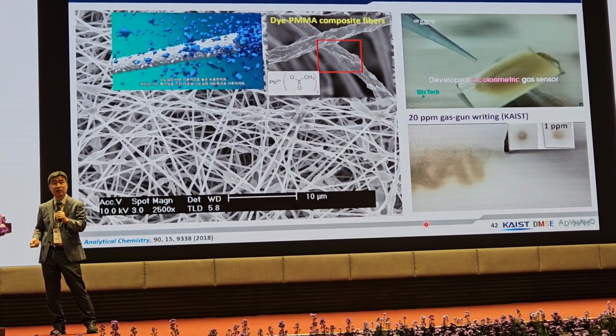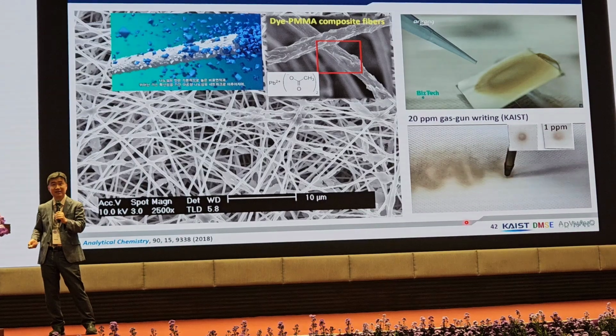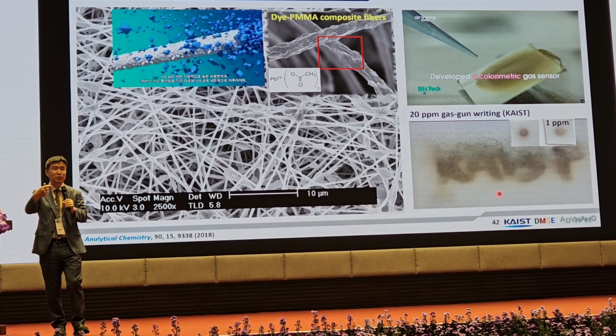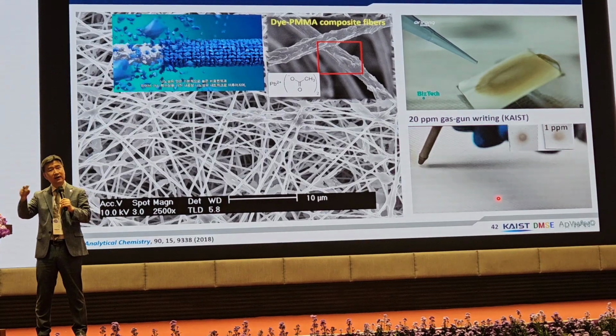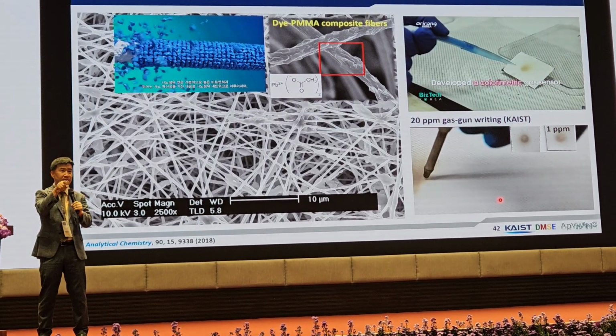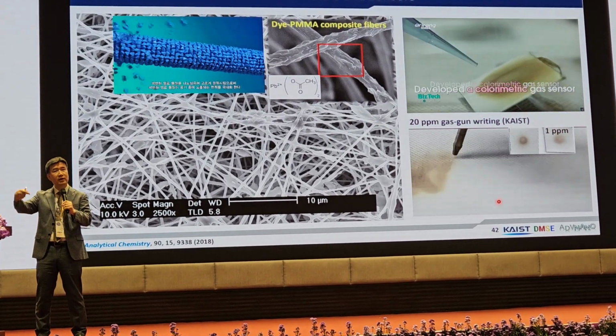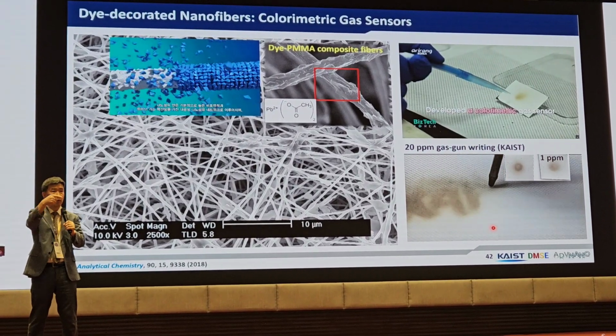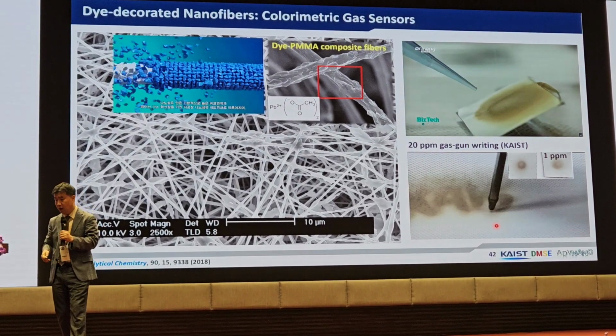Then this is a 20 ppm gas exposure. So you can see everybody this, right? It's a KAIST, okay? So 20 ppm hydrogen sulfide exposure. Actually, we use the lead acetate dye. So lead can react with the hydrogen sulfide forming lead sulfide. So color changed from white to the dark brown.